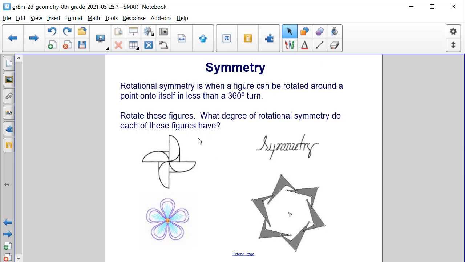Rotate these figures to see if they have rotational symmetry. And if so, what degree of rotational symmetry do they have? All right, so let's get started with this one.